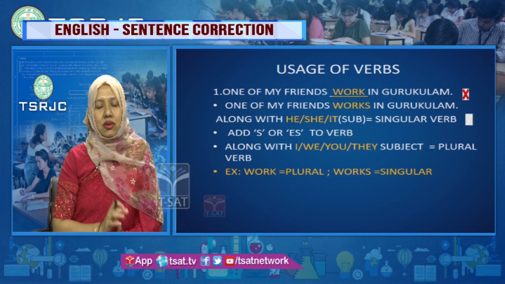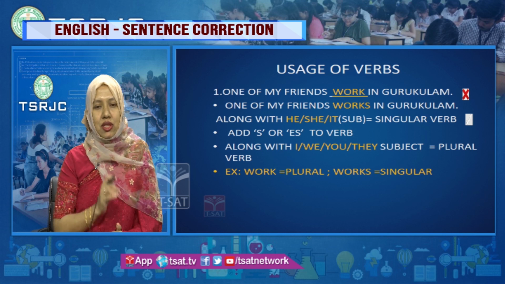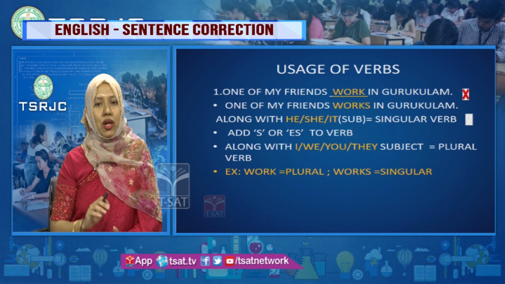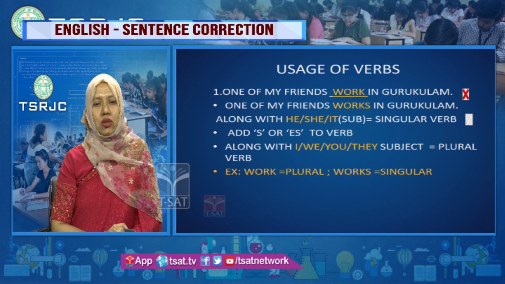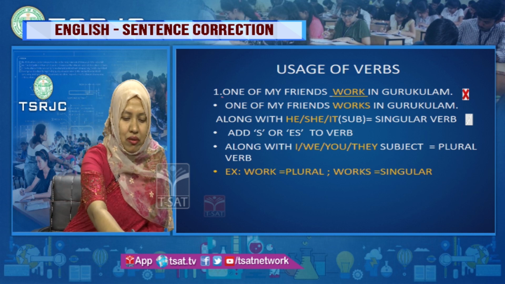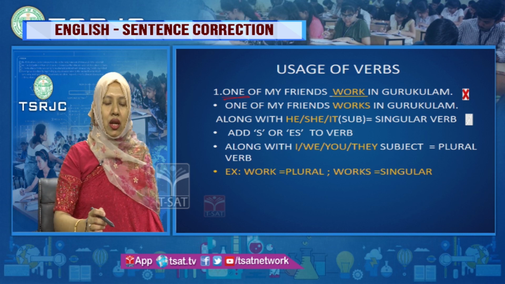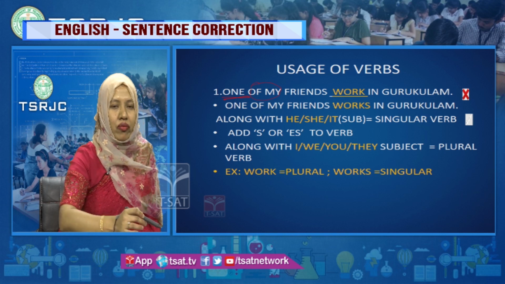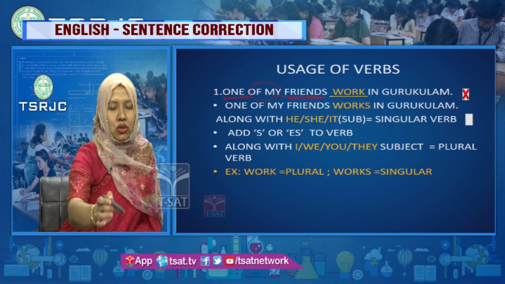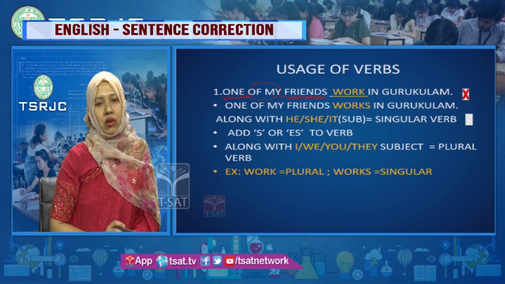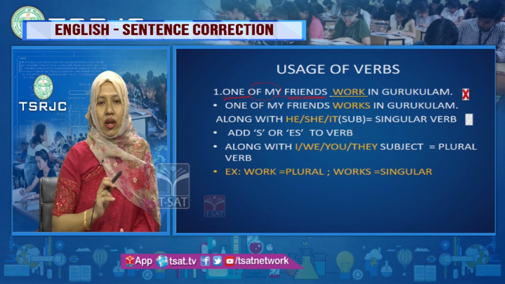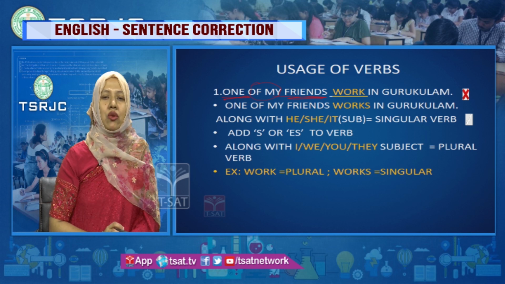Earlier we have discussed subject and verb agreement: singular subject, singular verb; plural subject, plural verb. So, in this example, let us see what the mistake is. One of my friends work in Gurukulam. We have discussed earlier, whenever we start a sentence using one, any, none, etc., followed by of, the next noun should be in plural form. Okay. So, one of my friends work in Gurukulam.